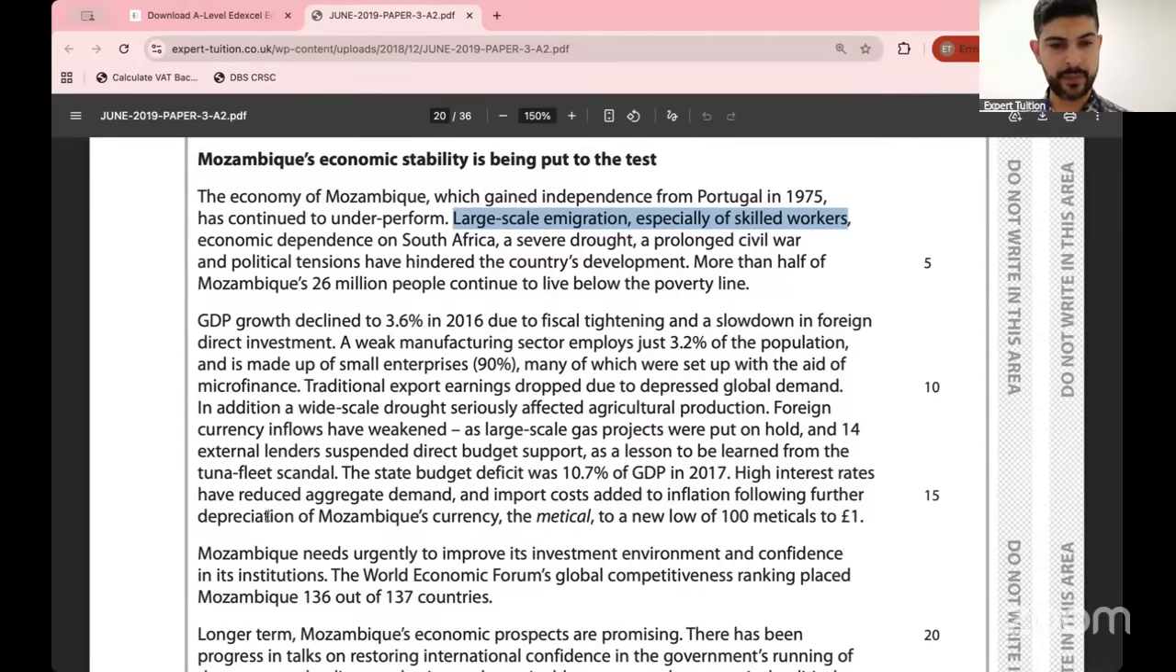Over this paragraph, it says that their currency, the metical, I might be butchering the pronunciation, I can't lie to you guys, has basically depreciated to a new low of 100 meticals to £1. What does that mean? Well, it basically means that they're going to become more price competitive. So maybe they are able to start growing by exporting more and selling more in the global market. So the way you'd word it is this, you do the line and go, however, some firms in the manufacturing sector may be able to grow in the future.